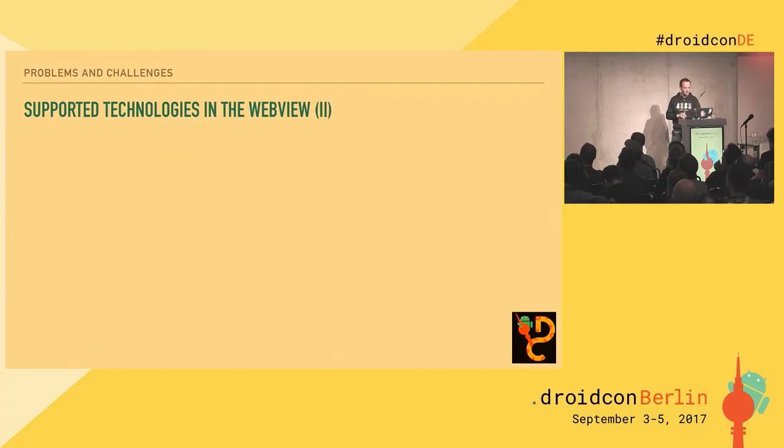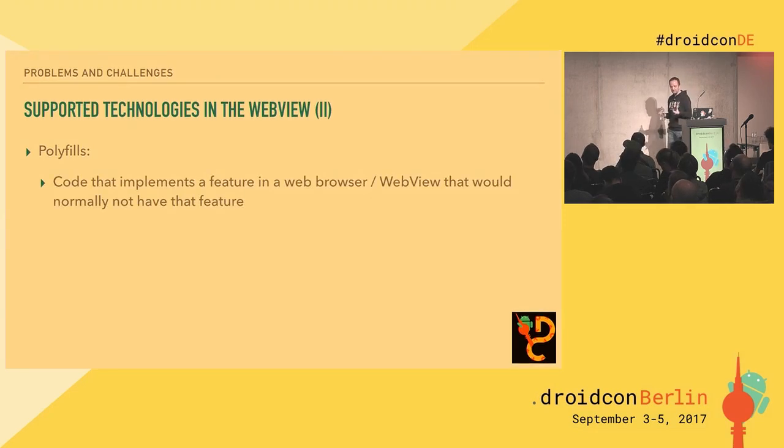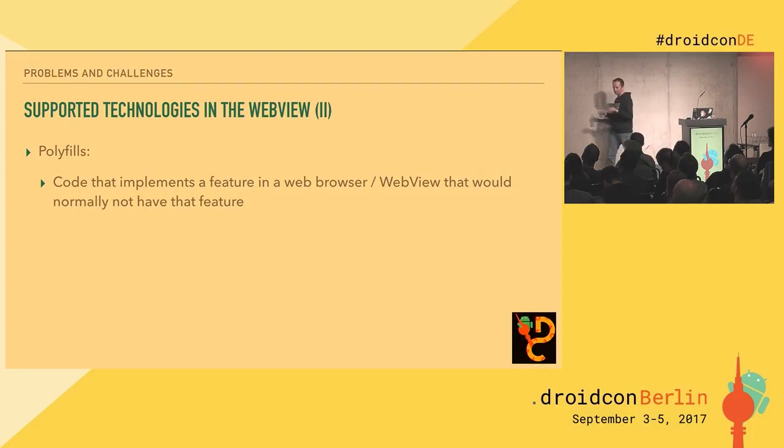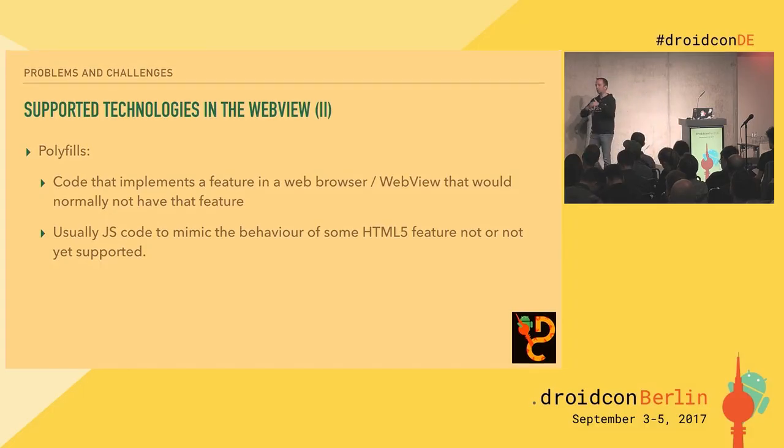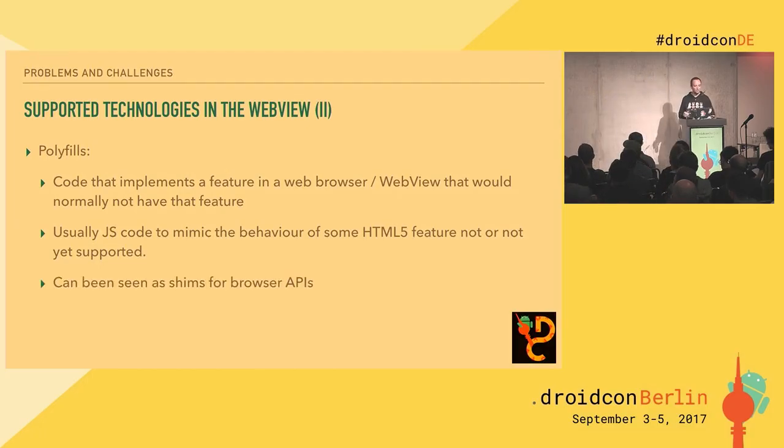Typically, web developers or Webview developers also use polyfills, which are basically gap fillers for stuff that doesn't exist in a certain version of a browser or a Webview. So it's a bit like mimicking behavior that should be in HTML5 according to the specs, but let's say Chrome 37 doesn't have yet. So you use a JavaScript library to fill that gap. It's like a shim for browser APIs, essentially.